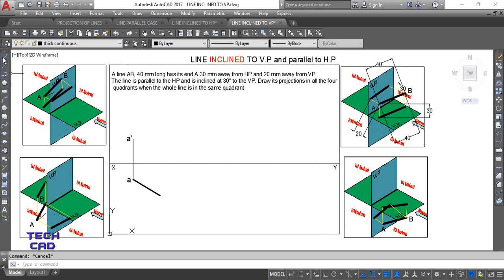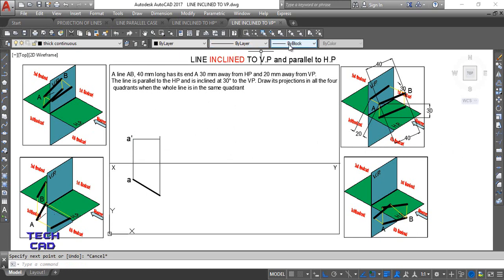Okay, so next, take a line from this, make it exactly orthogonal to your XY line. Again take a line to complete your front view, this one, and put it over here.